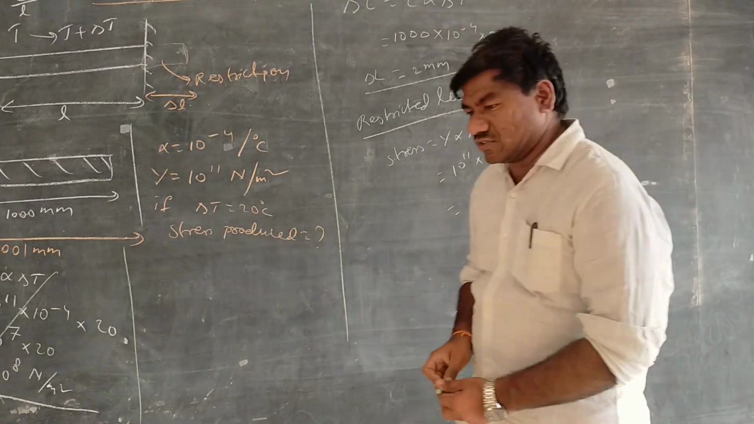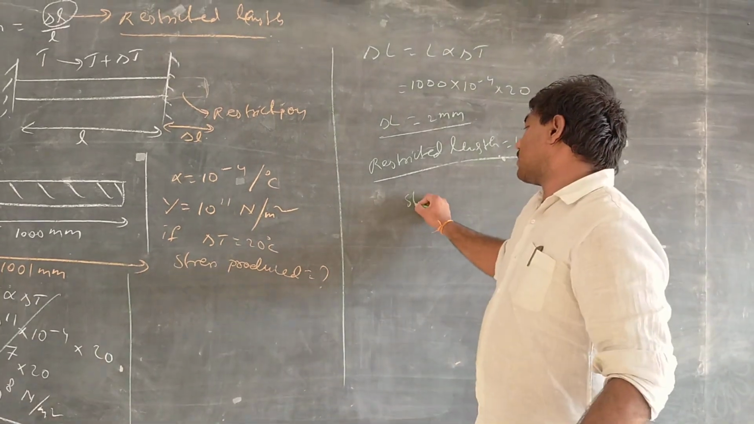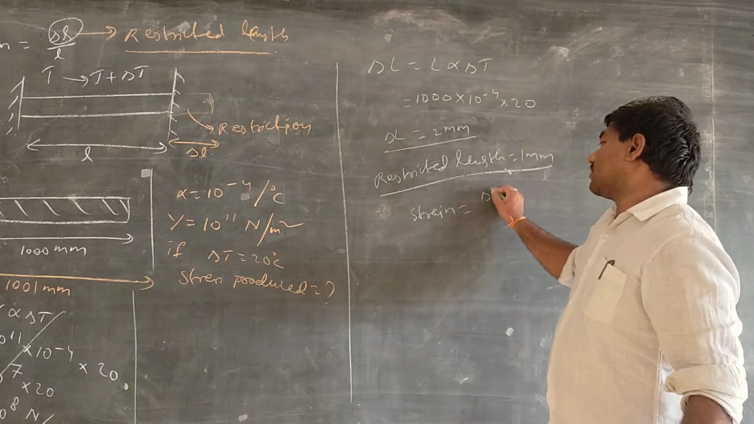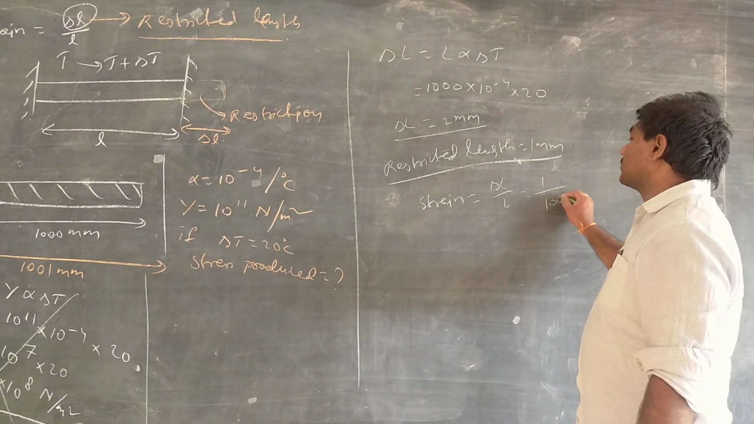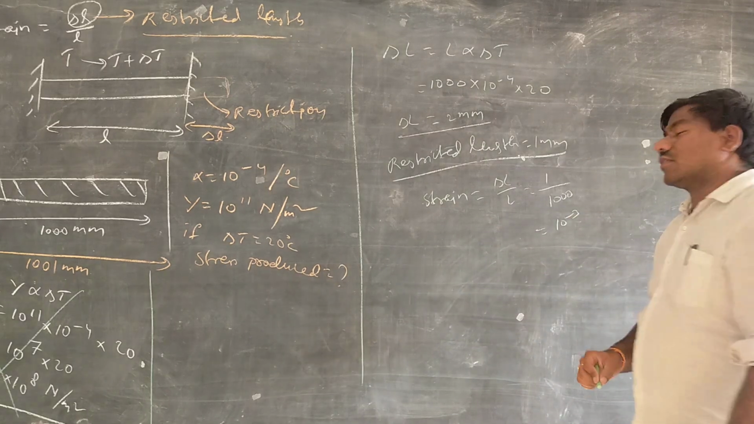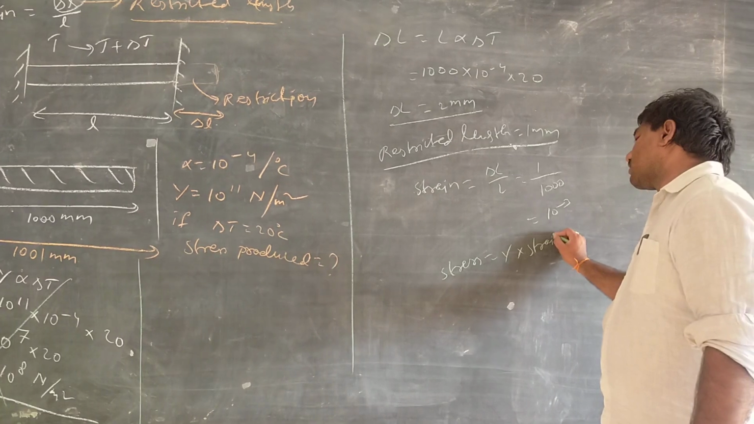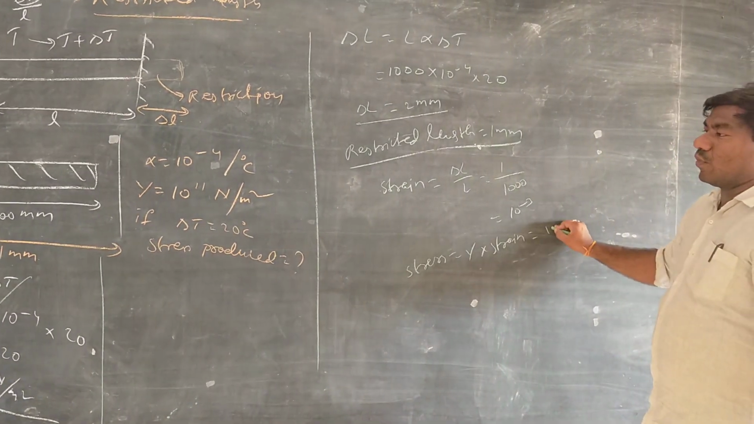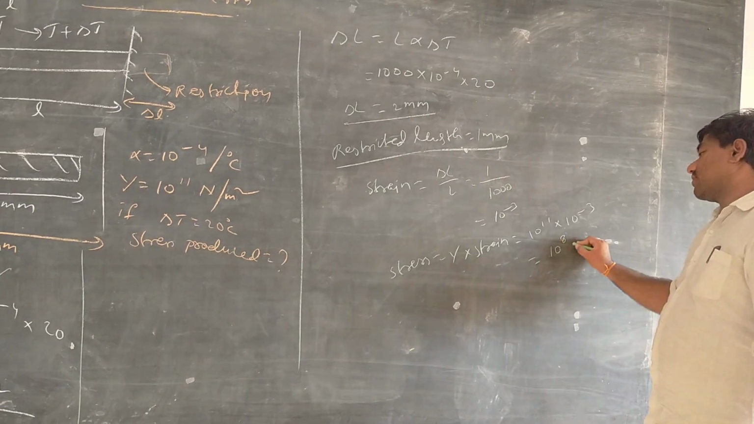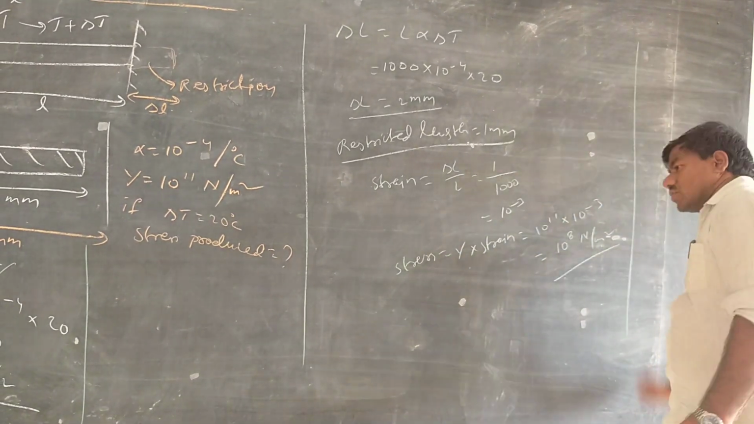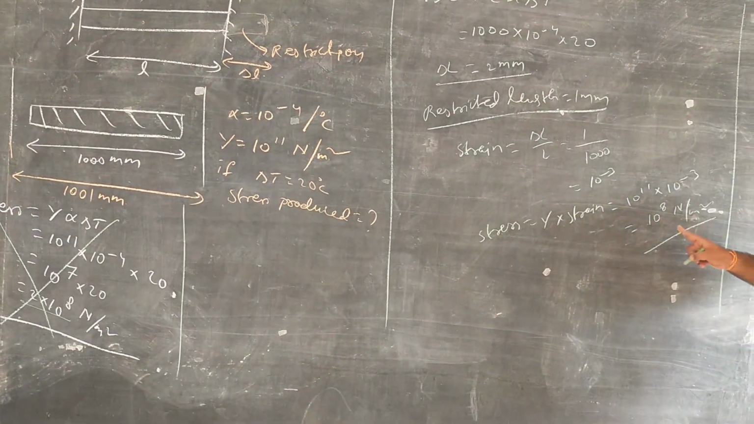First of all, find this strain. Restricted length is 1 millimeter by original length 1000 millimeter, which is 10 to the power of minus 3. Now simple: stress is equal to Y into strain. Y is 10 to the power of 11 into 10 to the power of minus 3. That is 10 to the power of 8 Newton per meter square. So this will be your calculation. Whereas in the last case we got 2 into 10 to the power of 8, here we got 1 into 10 to the power of 8. So this will be your answer.